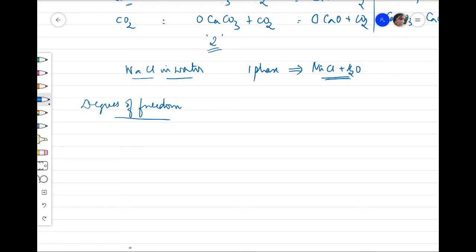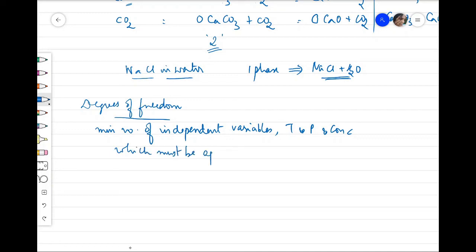So degrees of freedom, F, is defined as the minimum number of independent variables, like temperature, pressure and concentration, which must be specified to define the state of the system completely in equilibrium.